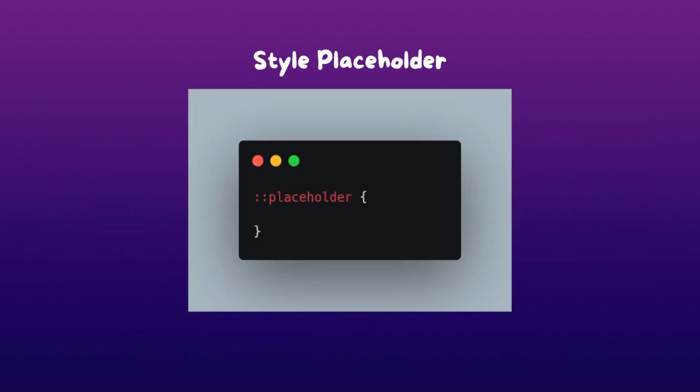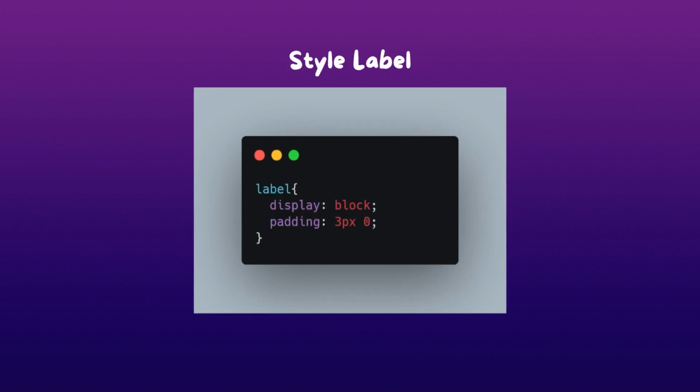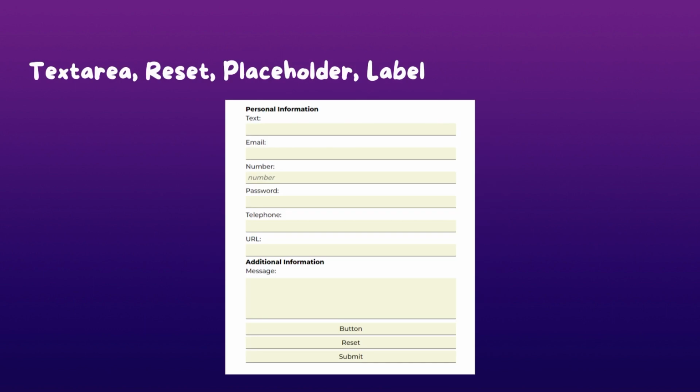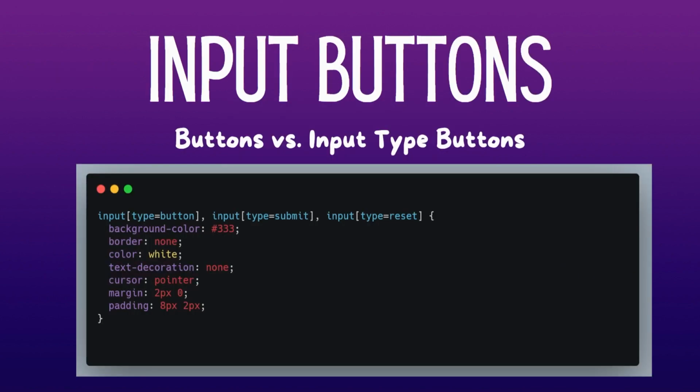Styling placeholders is just a matter of saying ::placeholder and adding styles. Styling label is just a matter of saying label and adding the styles to the label. This is our form. Now that we added the text area, reset, placeholder and label styles, but look at the buttons at the bottom. They're not as gorgeous or button-tastic as we need them to be.